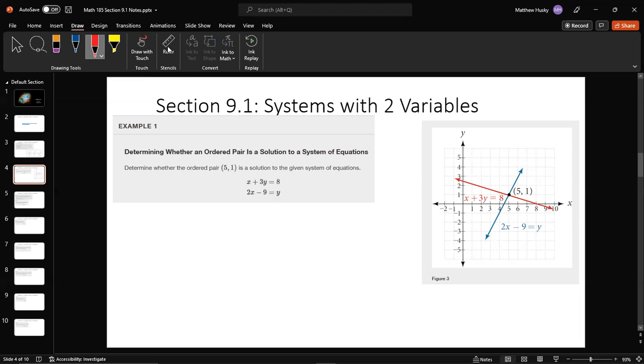And the trick here, it must be true for both equations. That's the catch. One is not good enough. If you plug in the X and Y values for both equations, it must be true. So if they give you the point (5, 1), that basically means the X value is 5 and the Y value is 1.